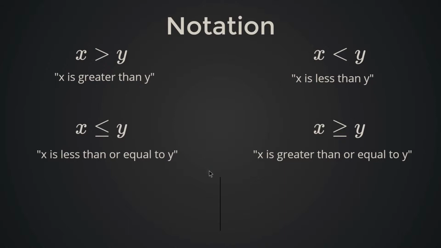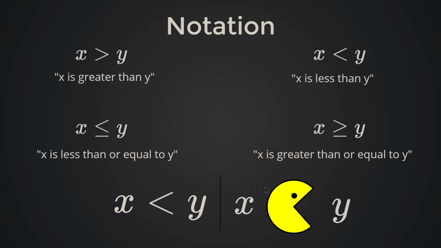A good way for me to remember which sign goes with what is to remember that Pac-Man's mouth is eating the larger number. So if you can replace the less than or greater than sign with Pac-Man, his mouth is facing the larger number. So here y is larger than x or greater than x.